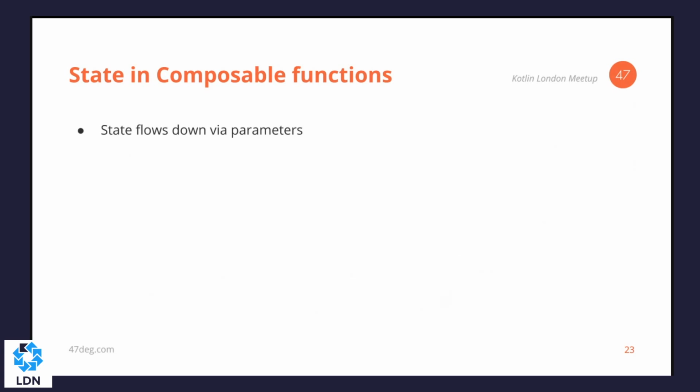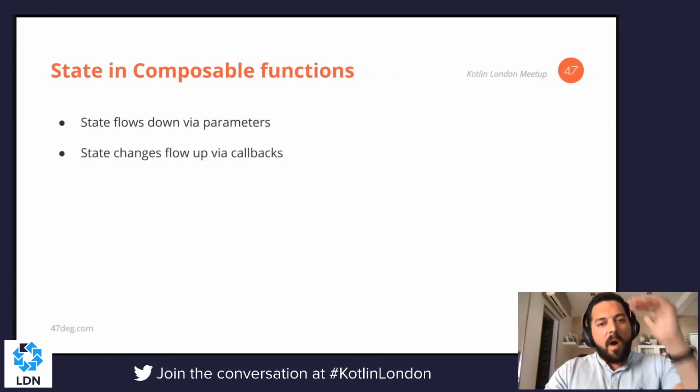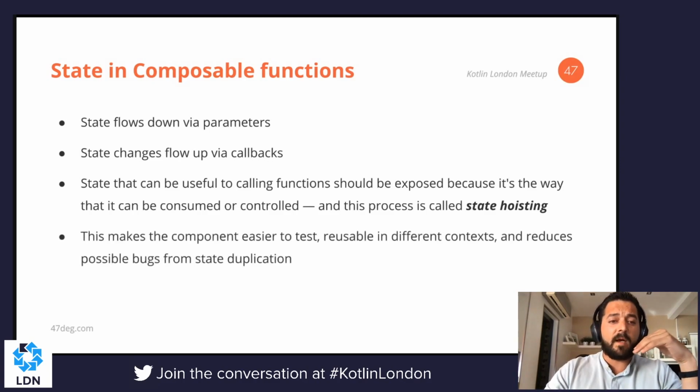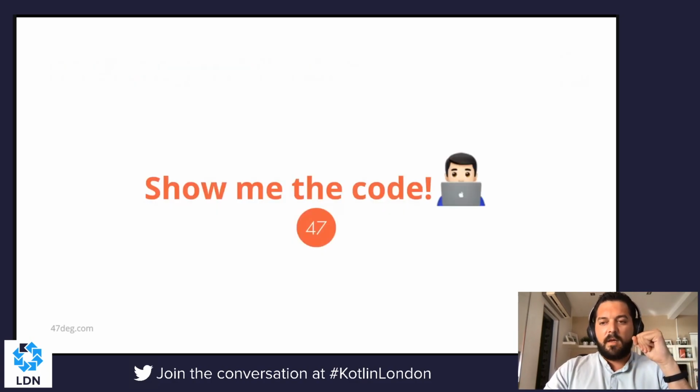So the state in composable functions flows down via the parameters, as we've seen, and the state changes flow up via the callbacks. So basically, all the state that we want to use within our composable functions should be exposed, because it's the only way it can be consumed or controlled. And this pattern is called state hoisting. And this will make our components easier to test and reusable in different contexts.